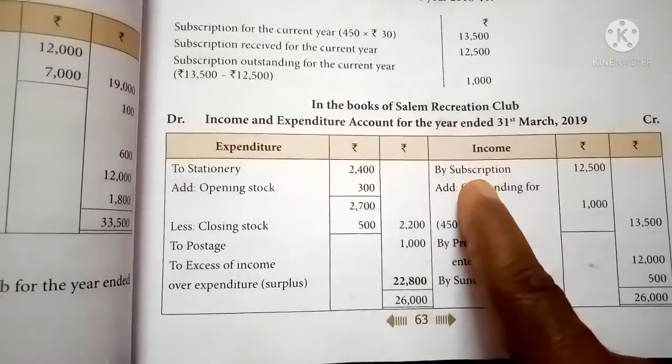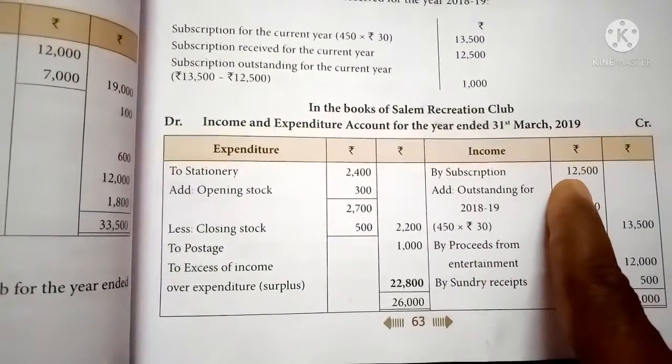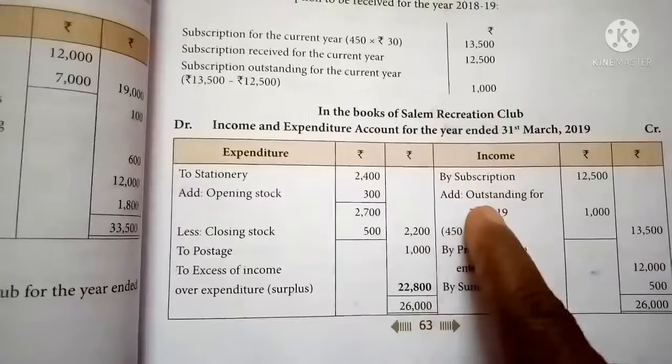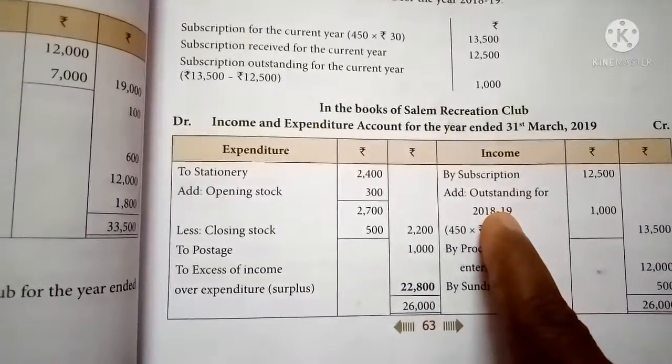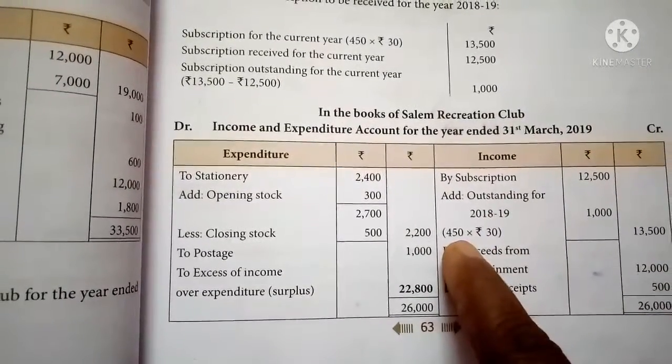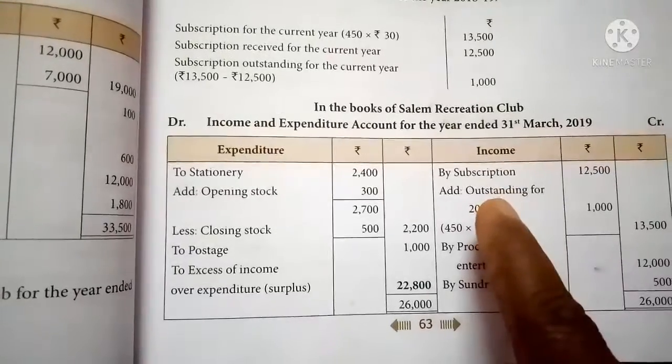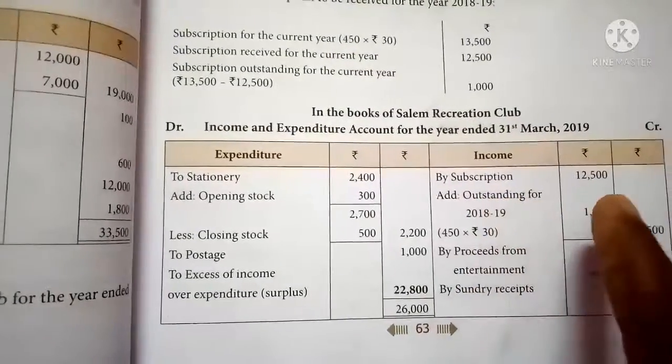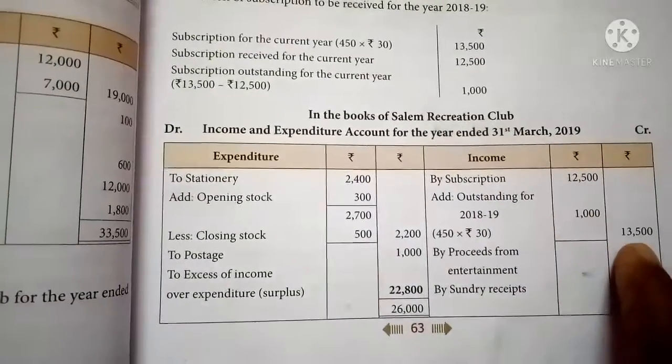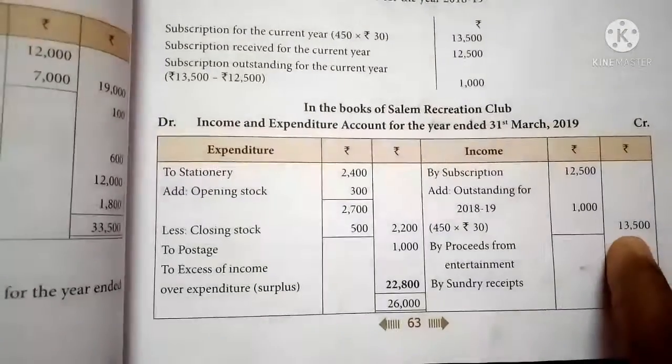Subscription. By subscription, current year is 12,500. Add outstanding subscription. That is, from the total subscription, we received only 12,500, so 1,000 rupees is outstanding. You can add it. The total amount is 13,500.